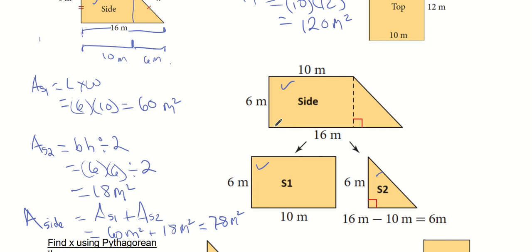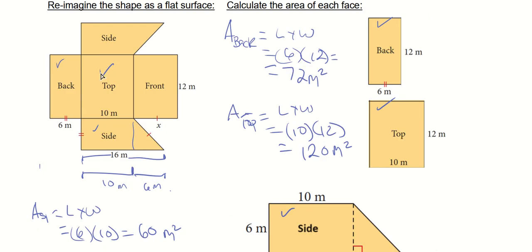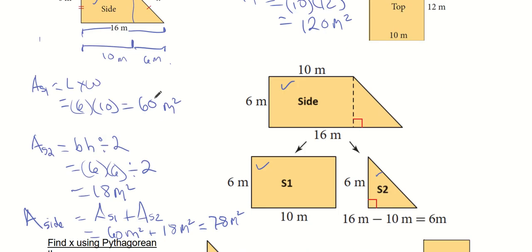We have the side, and oh, remember that there's two sides. So we calculated one side, right? We had to multiply that by 2. So this is just one side. This is the area just for one side. So keep that in mind.